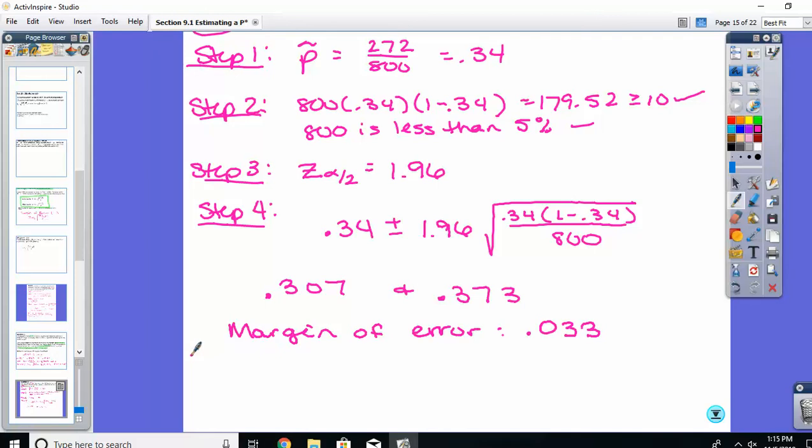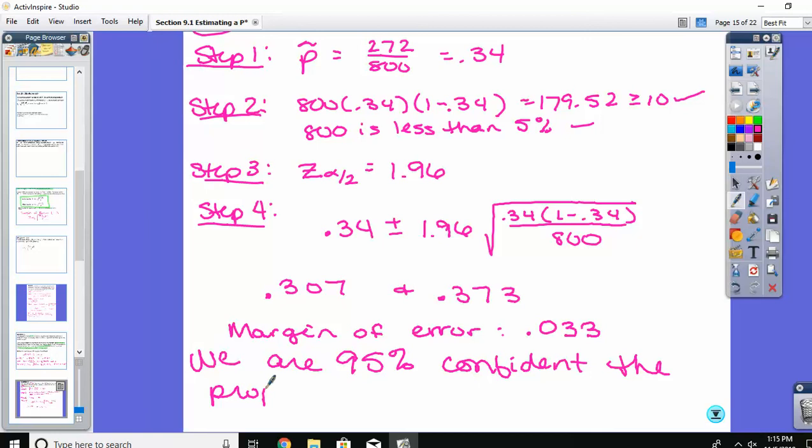So finally, let's just write a sentence. This was a 95% confidence level, so we are 95% confident the true proportion is between 0.307 and 0.37.